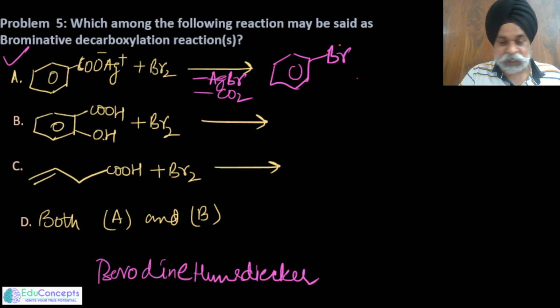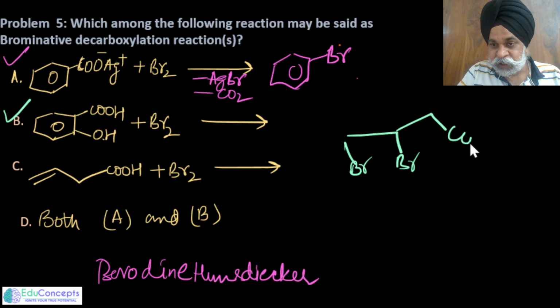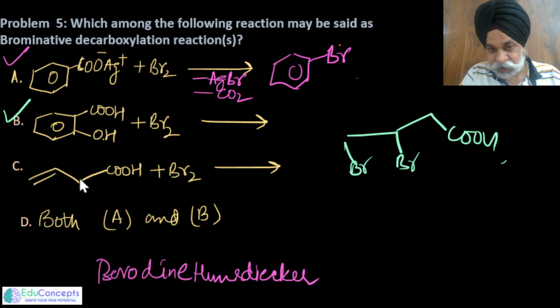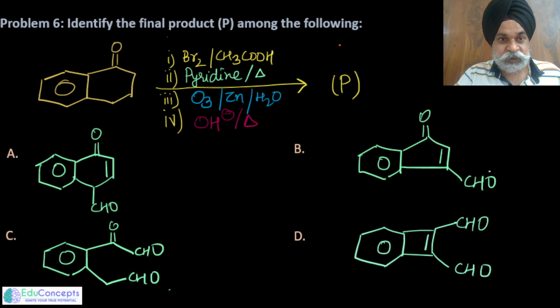So what answer do we get for that question, by the way? A and B could be said to be brominative decarboxylation. This would not be, because you just have a double bond. Across the double bond, if you add bromine, the bromine would add across the double bond, and it would not result in decarboxylation. It is a simple addition reaction of halogen across a double bond. So the best answer for this is option D. D would be the right answer, because they said both A and B are brominative decarboxylation, adding bromine and removing carbon dioxide. Again, a very important question.